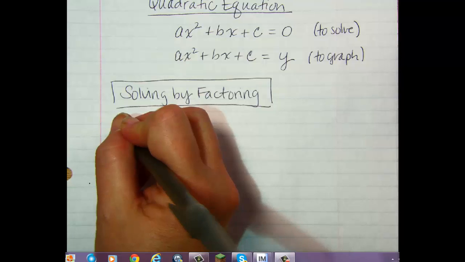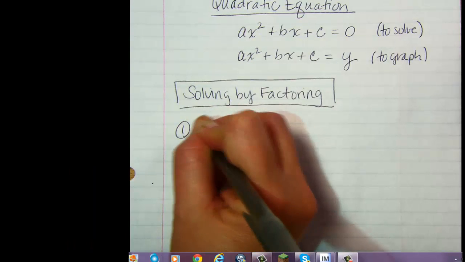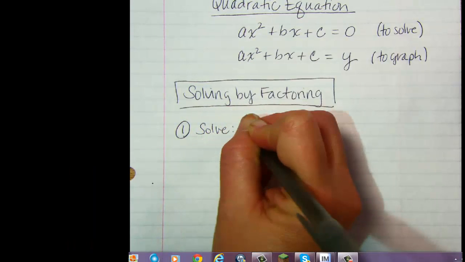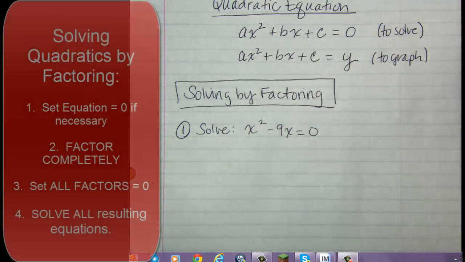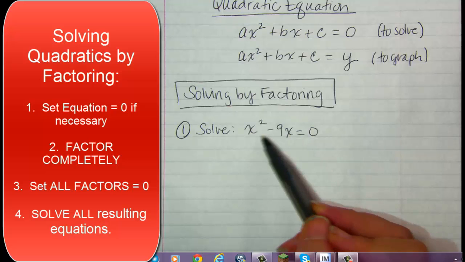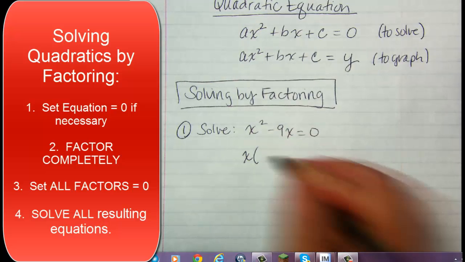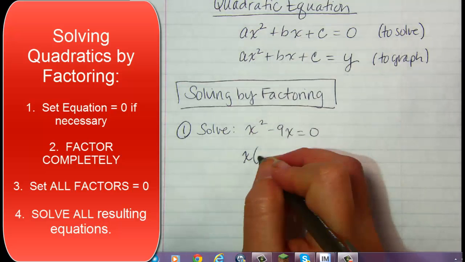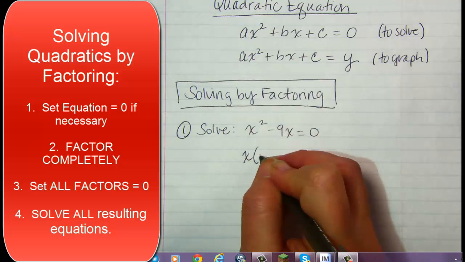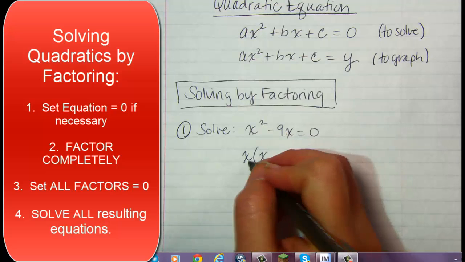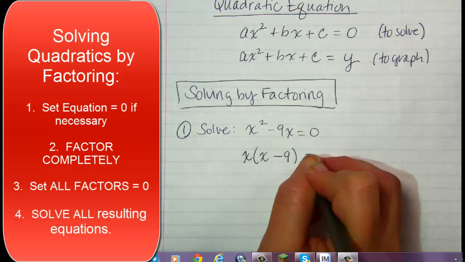So for our first example, let's solve x squared minus 9x equals 0. Well, we want to factor when we can, and here we have a common factor of x. Take it out and finish up by figuring out the rest of your factors. So x squared divided by x is x. Negative 9x divided by x is negative 9.